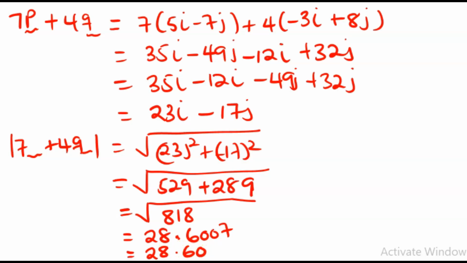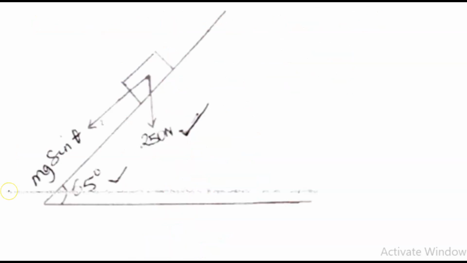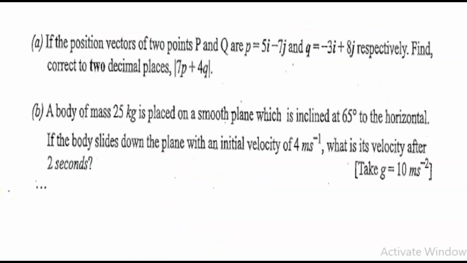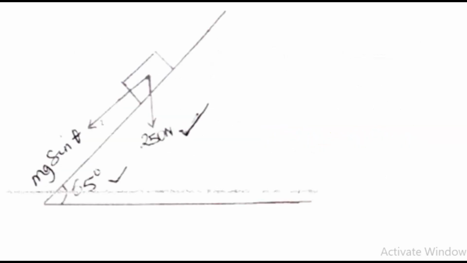Okay. Now let's go to the second question. Now this is a question on inclined plane. So a body of mass 25 kilograms is placed on a smooth plane which is inclined at 65. Okay, so this is how the diagram will look like, and so that is your angle, and this is the weight of the block and the direction of the forces. Okay, now we are supposed to find the velocity.